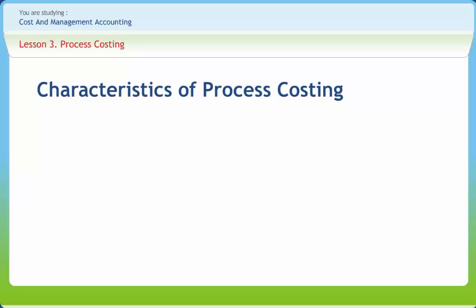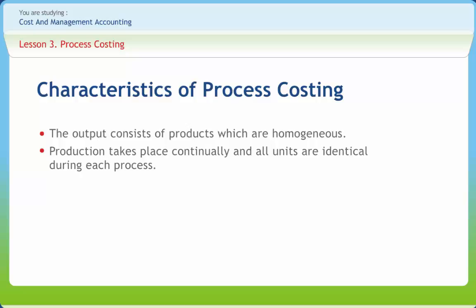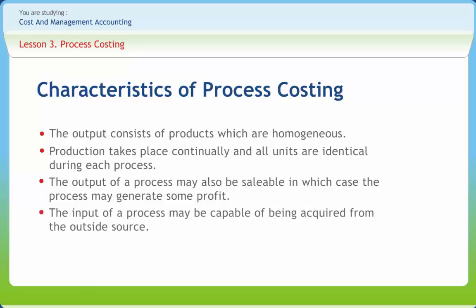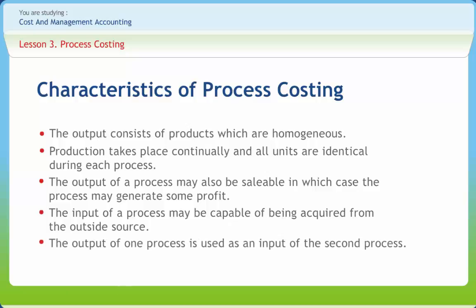Process costing method is applicable where the output results from a continuous process and products are identical and cannot be segregated. The features of process costing are: the output consists of products which are homogeneous. Production takes place continually and all units are identical during each process. The output of a process may also be saleable, in which case the process may generate some profit. The input of a process may be capable of being acquired from an outside source. The output of one process is used as an input of the second process.